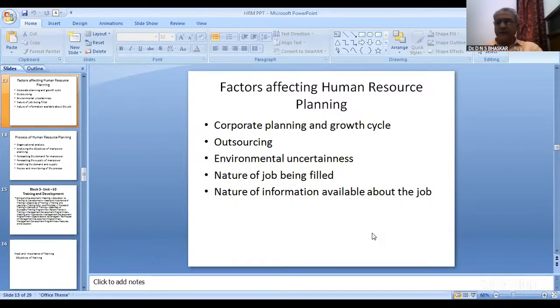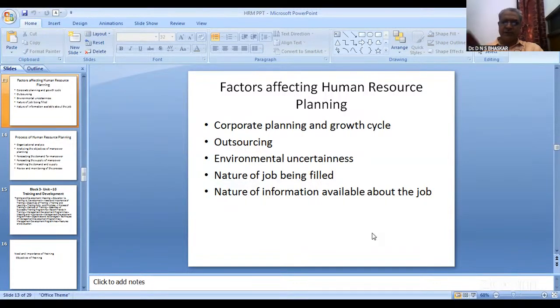Say, for example, in retail marketing, when a firm is newly entering into online marketing, in such a case, they don't know what type of job practices they need. Whatever information is available has to be considered, and whatever information is not available is also a major influencing factor for HR planning. Along with that, I request all the students to go through this particular aspect.